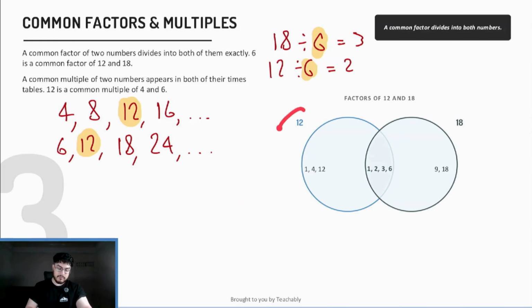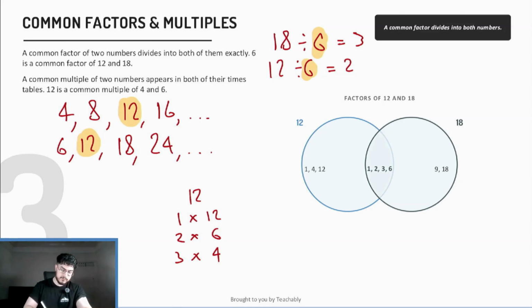So the factors of 12 are... well, actually, let's write out the factors of 12. We know 12 is 1 times 12, 2 times 6, and 3 times 4. Those are all the factors of 12. So we've got 1, 2, 3, 4, 6, 12.